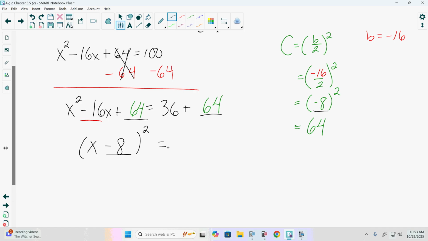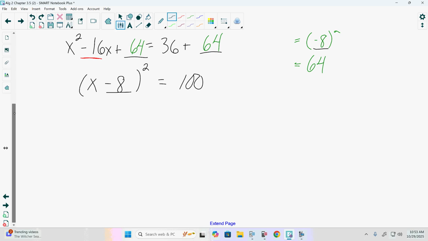We're good with this here so far. On the right-hand side, we have 64 plus 36, which is 100. Now, the last step we have is factor and solve. We've done the factor part. Now we just need to solve.